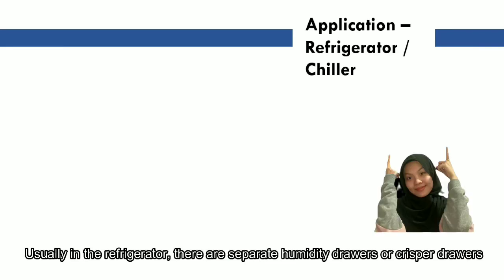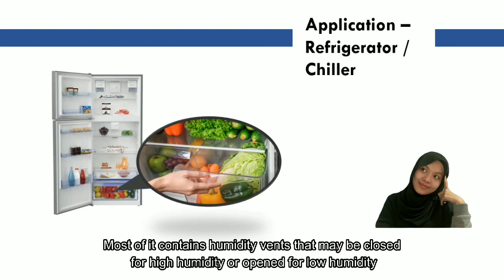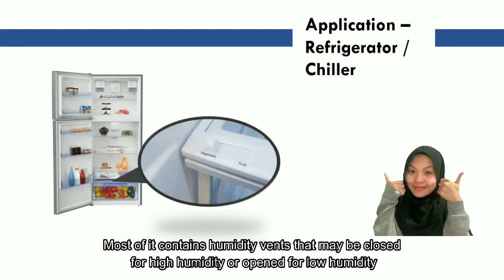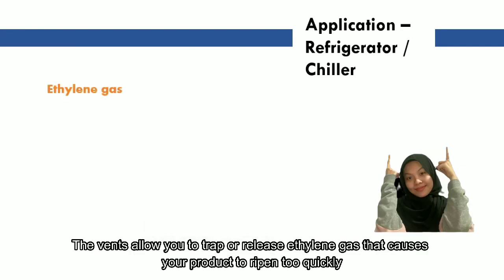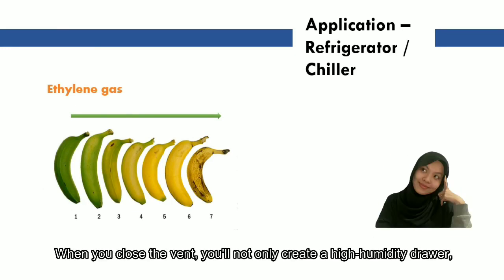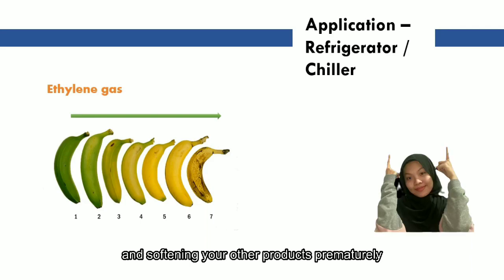Usually, in the refrigerator, there is a separate humidity drawer or crisper drawer. Most of them contain humidity vents that may be closed for high humidity or open for low humidity. The vents allow you to trap or release ethylene gas that causes your produce to ripen too quickly. When you close the vent, you not only create a high humidity drawer, but you also trap the ethylene gas, preventing it from escaping and softening your other produce prematurely.